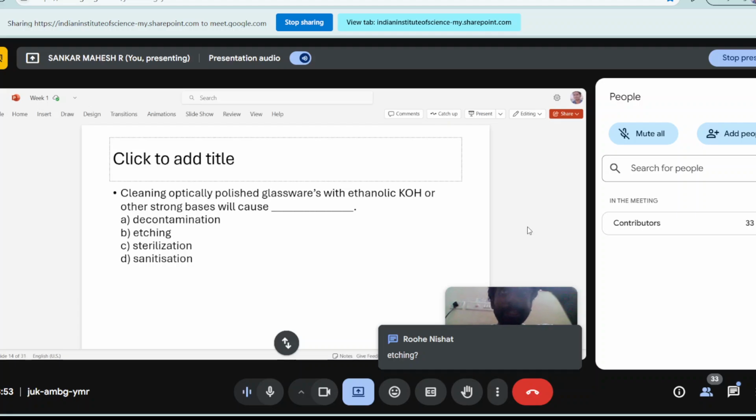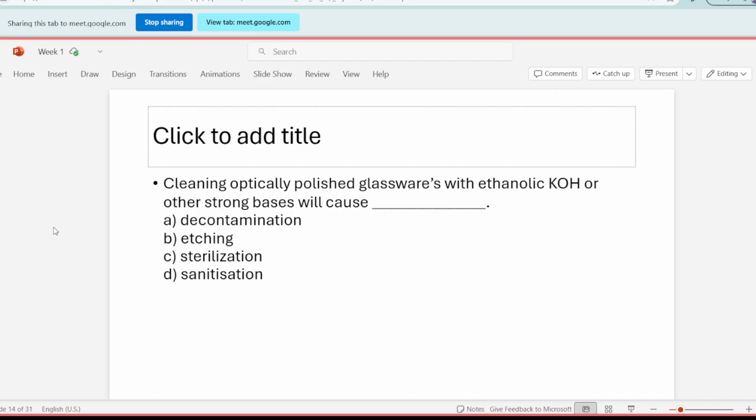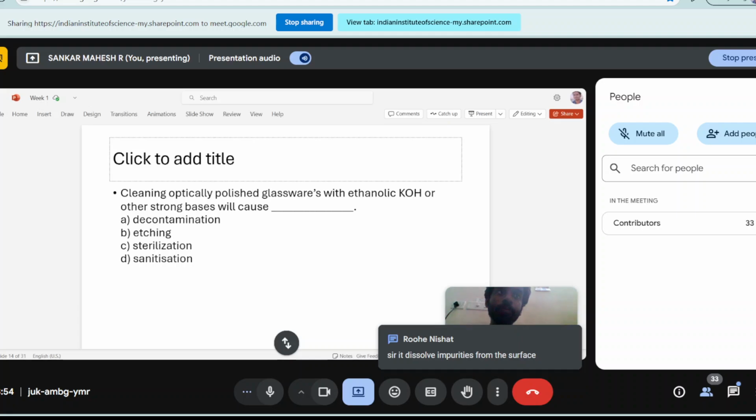Yes, it is etching, right? So what is etching? Do you know what is chemically happening when etching is occurring? Ruhi, Nishat? Sir, excuse me, sir. Yeah, you can talk.